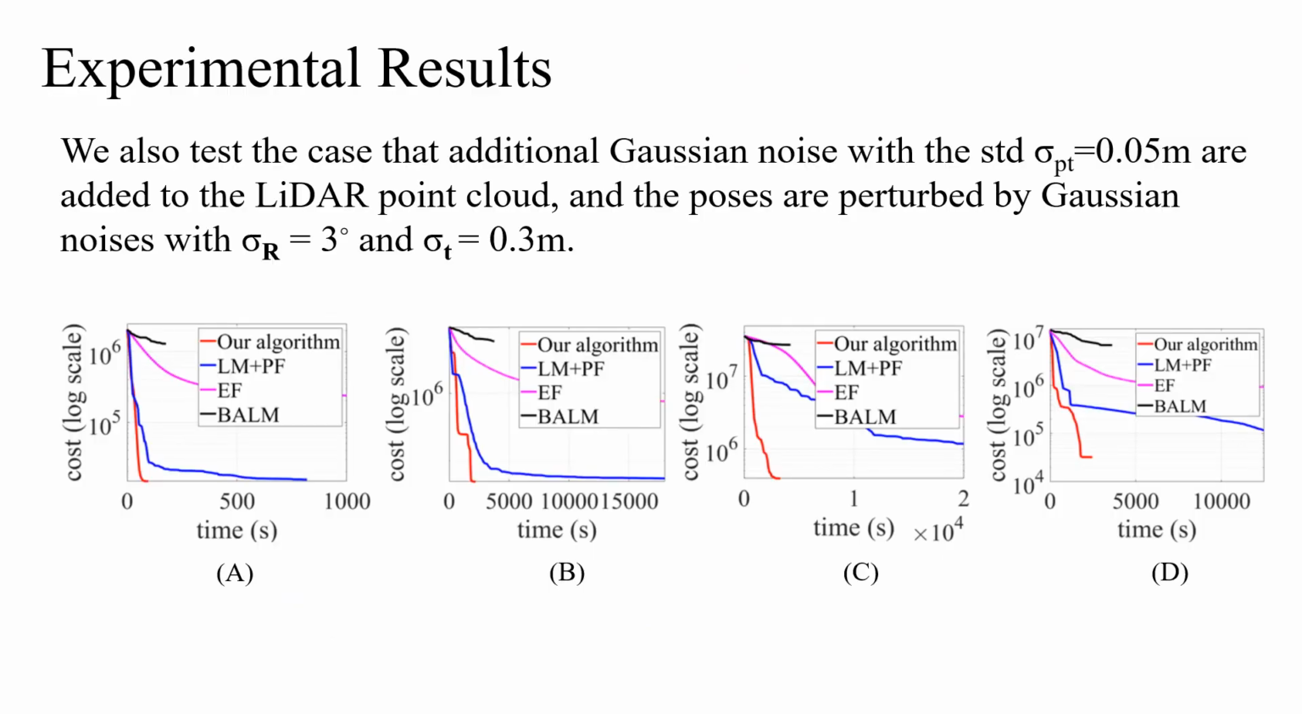We've also tested the case that additional Gaussian noise with the STD δpt equals 0.05 meters is added to the LiDAR point cloud, and the poses are perturbed by Gaussian noise with δr equals 3 degrees and δt equals 0.3 meters. The experimental results show that our algorithm can significantly outperform the state-of-the-art solutions.